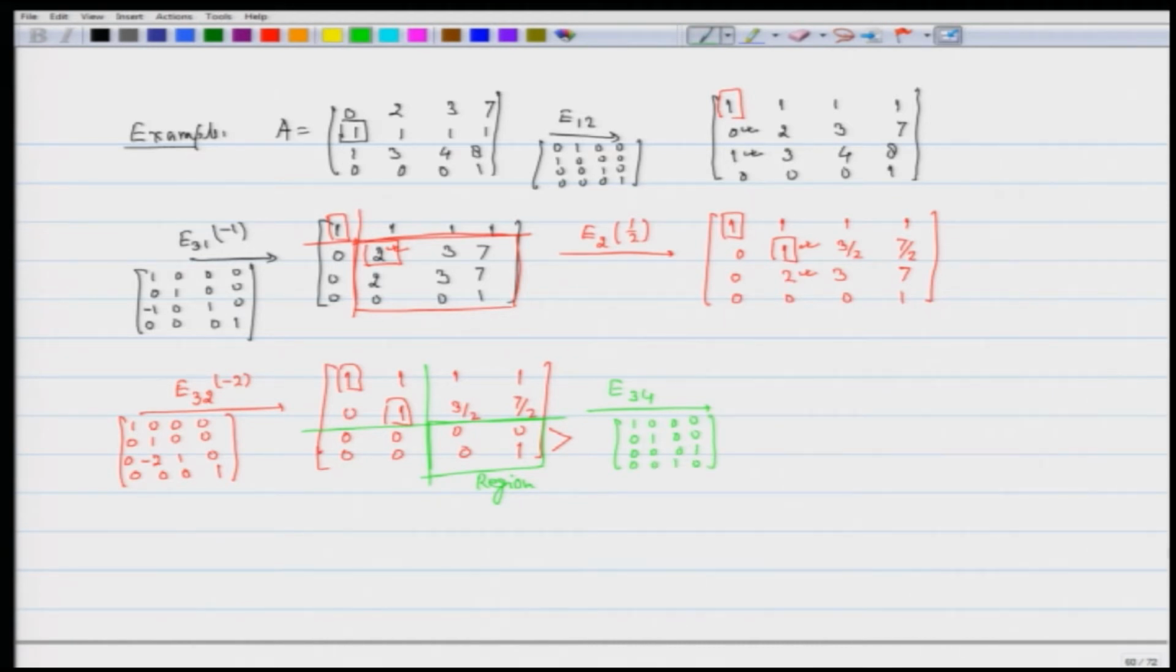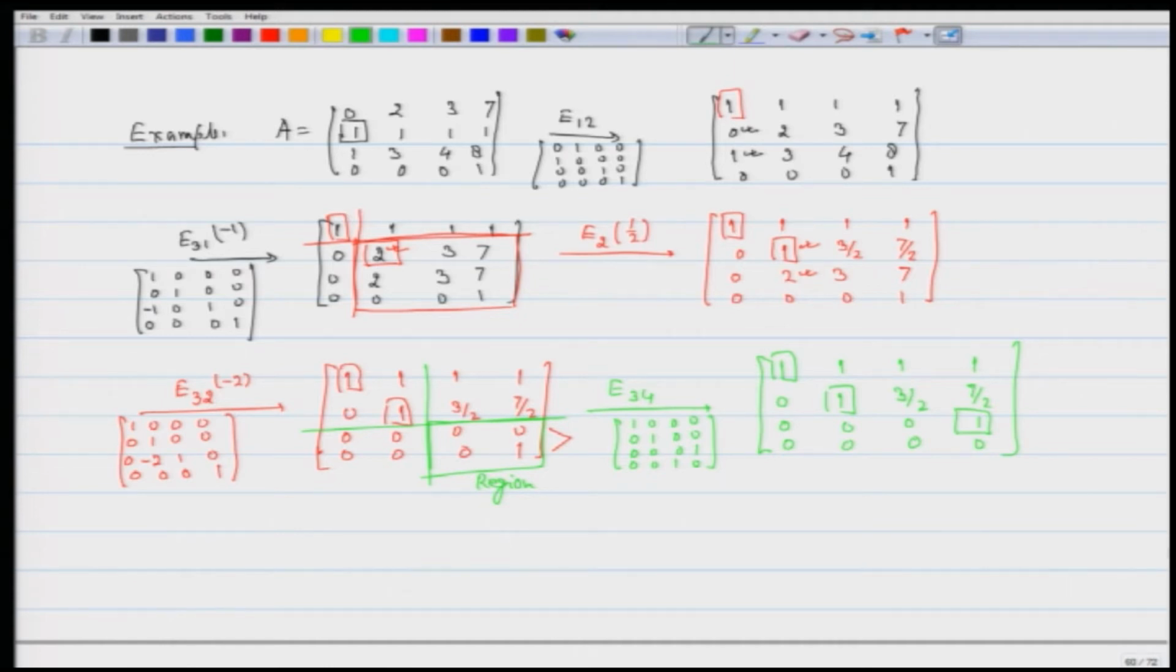So, this is the matrix that I am looking at, and the corresponding entry here is 1 1 1 1, 0 1 3 by 2 7 by 2, 0 0 0 1 and then 0 0 0 0, and this is the pivot that I have. I have interchanged these two. Now, this was in some sense our Gauss elimination method, but making ones here as such.